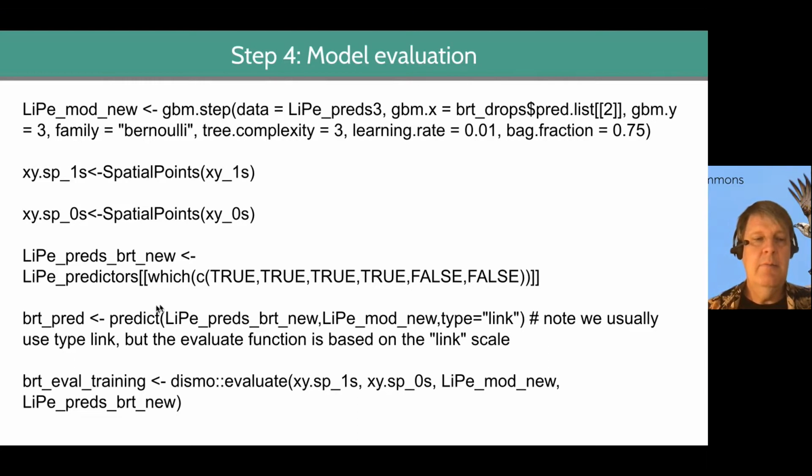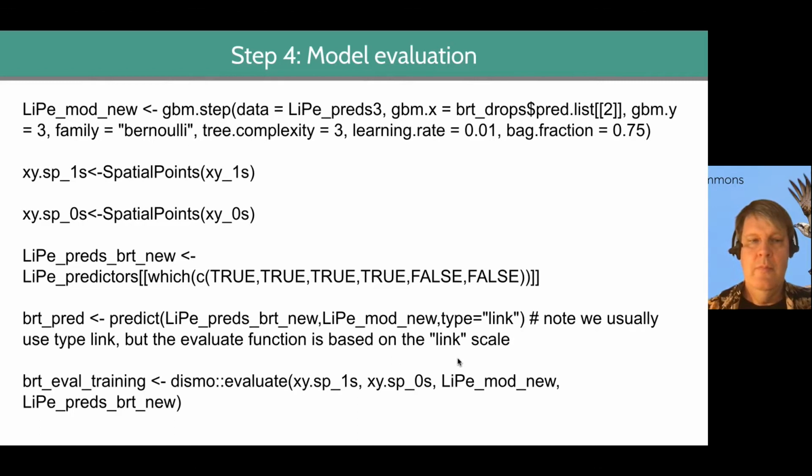And then we're going to predict using this model object and using some new predictors, which are these, the LIPE predictors. And let's see, then we're going to do something new. So Dismo also has something called an evaluate function. What it's going to do is take those presences and absences in the training data and look at how they compare to the data that's in that model object.